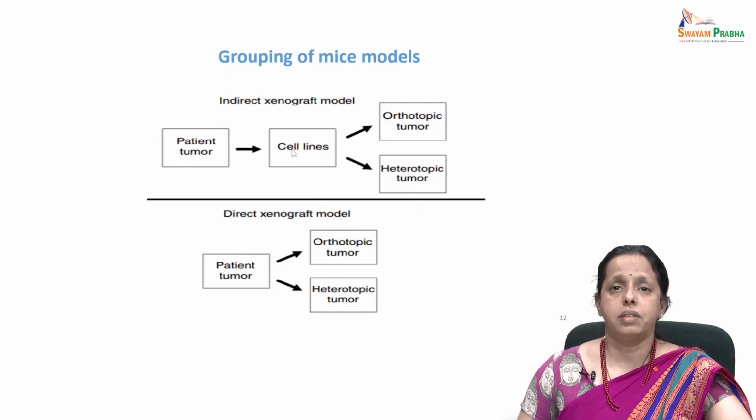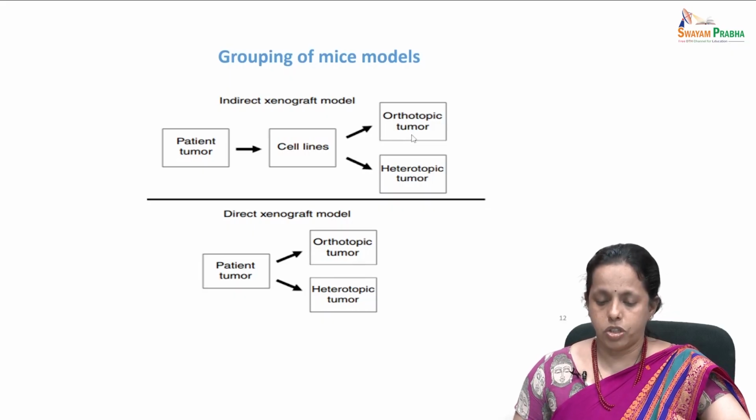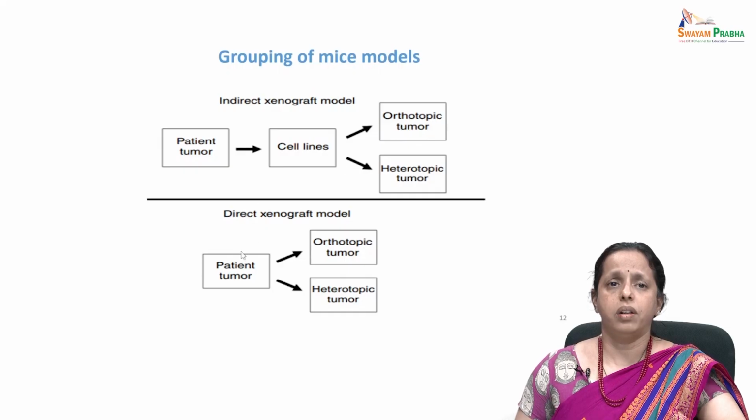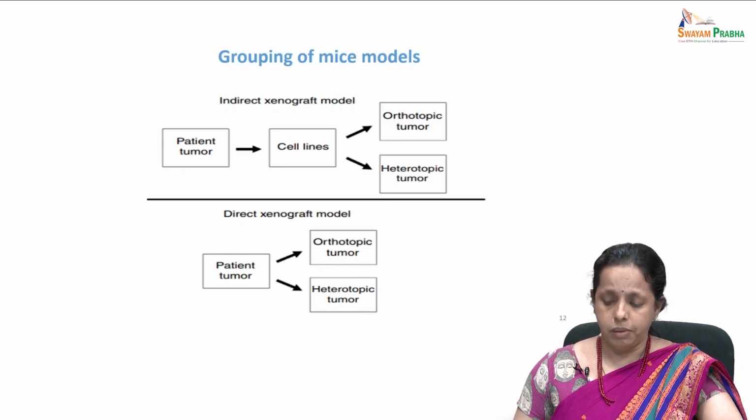In the indirect xenograft models, the cell lines are derived from the patient tumor, either the original cell lines or the cell line established in the lab from the particular patient, and then they are grouped into orthotopic tumors or heterotopic tumors. The direct xenograft models are directly from the patient tumor, and these represent the original patient tumor heterogeneity and the TMB along with the other genotype and phenotype characteristics of the tumor.